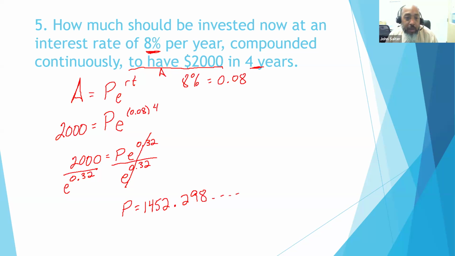All right, so my P value in my calculator comes up to 1452.298 dot dot dot. I'm talking about money though, so I always want to round it to my hundredths place. So I look at my hundredths place, it's a 9. The number to the right is an 8, which means I need to round up. So this 29 cents becomes $1,452.30. That is how much I should invest to have $2,000 in 4 years. Okay.